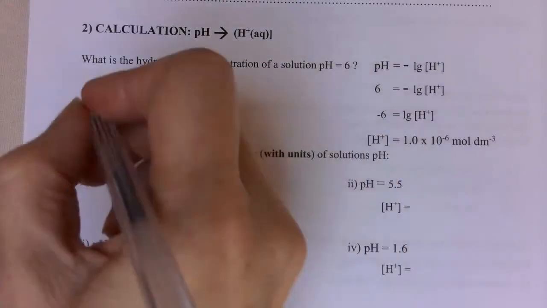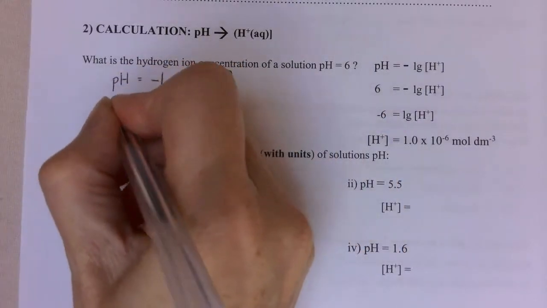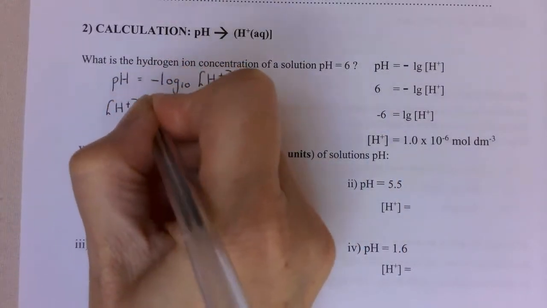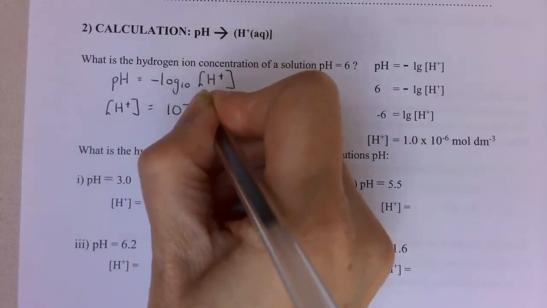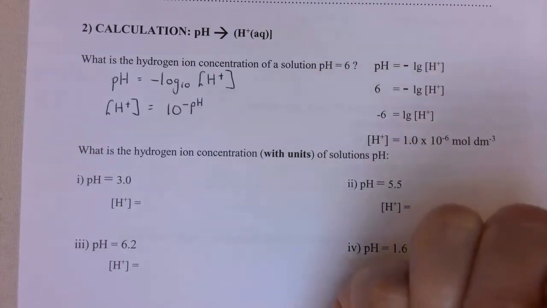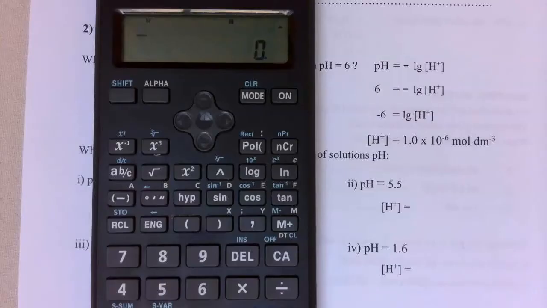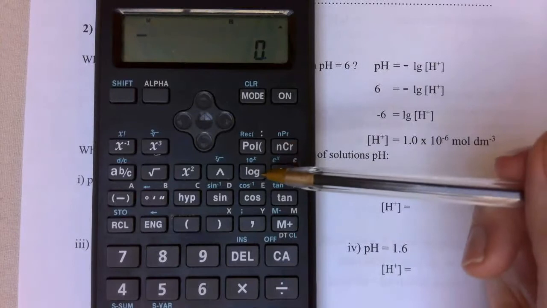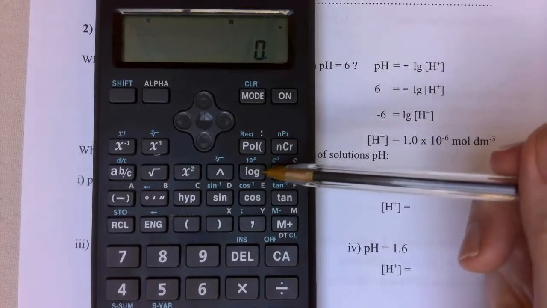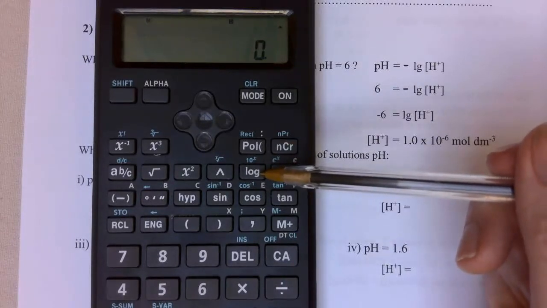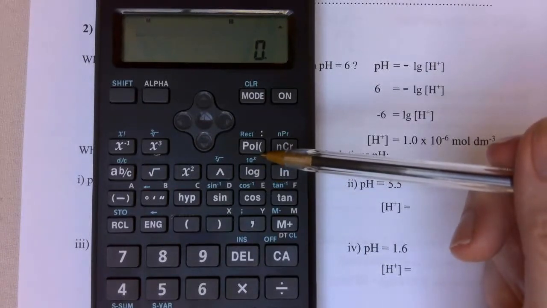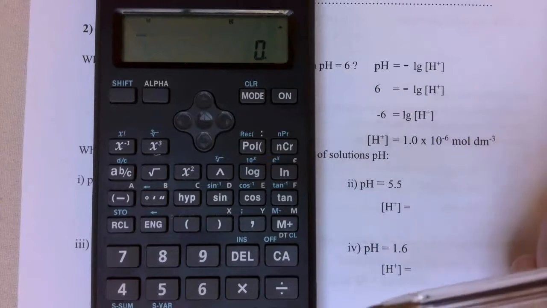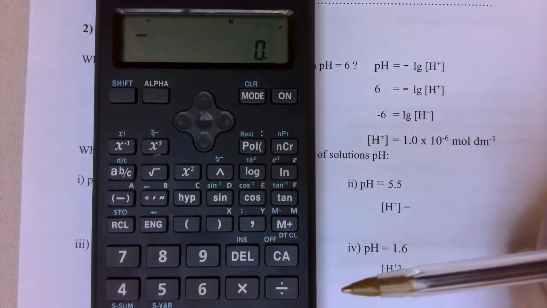So to reverse this, I can say that the concentration of the hydrogen ions is equal to 10 to the minus pH. And again, you're going to need to learn that. An easy way to remember it is to look on your calculator. So here is your log to the base 10 button. The inverse of this, the shift of this, is 10 to the x. So this is how I would interconvert between these two.